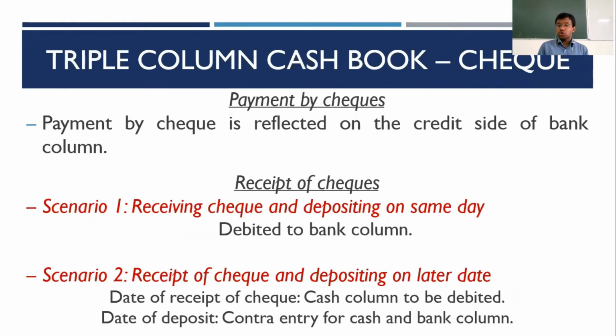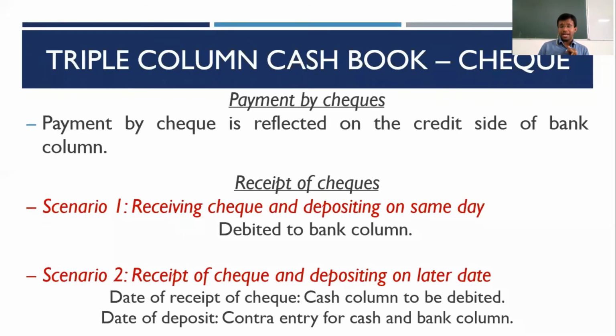Now, the day that you go to the bank and carry out the deposit of the check, you will be passing a contra entry for cash and bank column. The day that you decide to pick up the checks, visit the bank, and deposit all the checks that you have got together, on that day you would be passing a contra entry between cash and bank column.